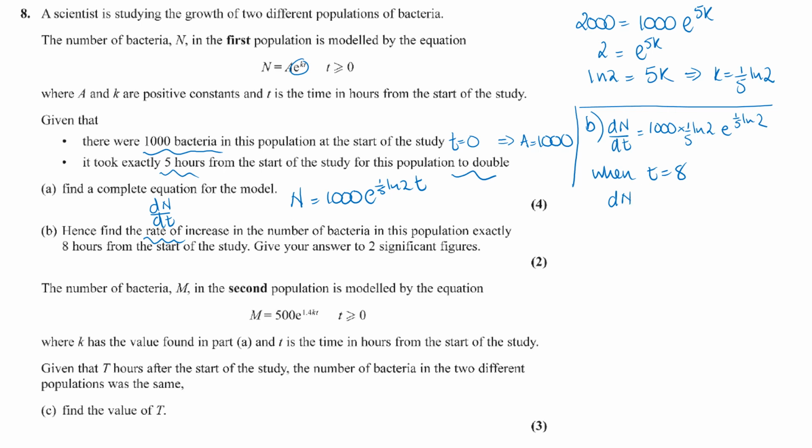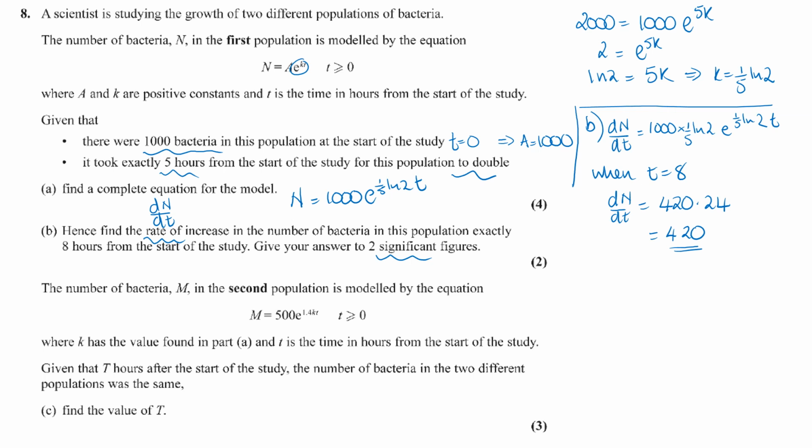So dn by dt, if you just put all that in your calculator with t equal to 8, you will get out 420.824, and it wants it to 2 significant figures, so that's 420. So that's the rate at which the bacteria is increasing 8 hours after the start of the model.